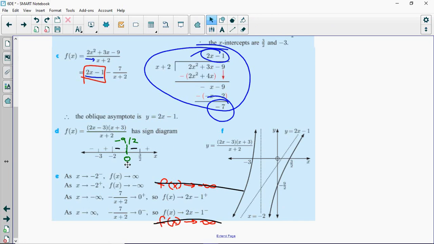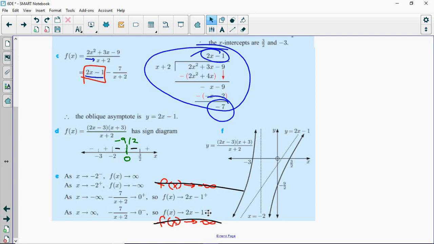But we know that the y-intercept, so when x is 0, the y-intercept is -9/2. So I'm just throwing that into my sign diagram. And I know that the line 2x minus 1 has a y-intercept of -1. Now, -1 is above -9/2. So that means that as I'm moving out here to the right, my function is starting off below the line 2x minus 1. So it needs to be approaching it from below.